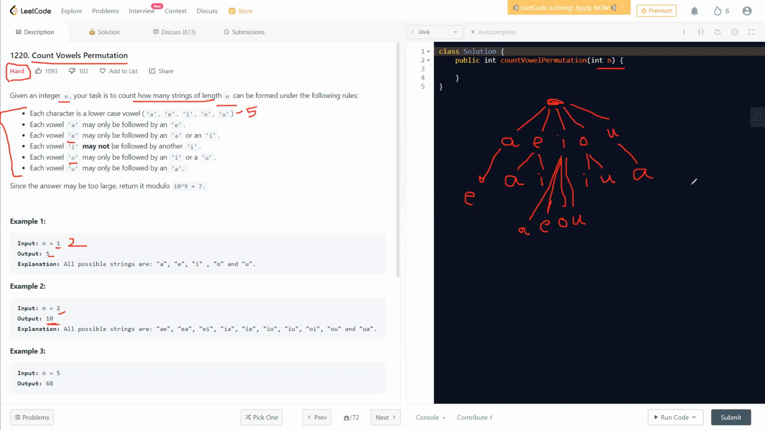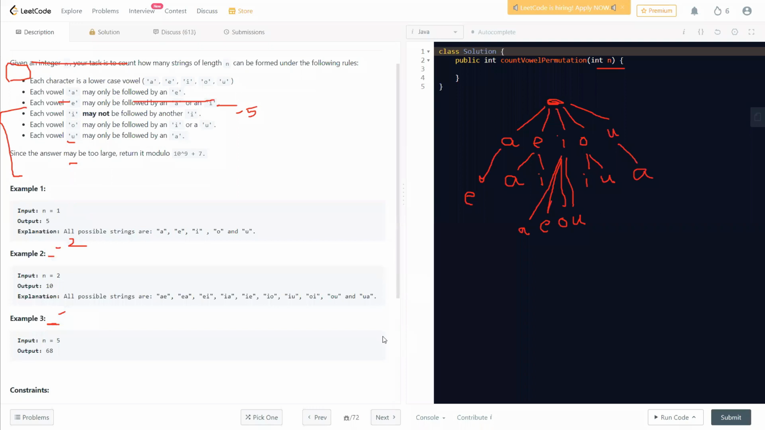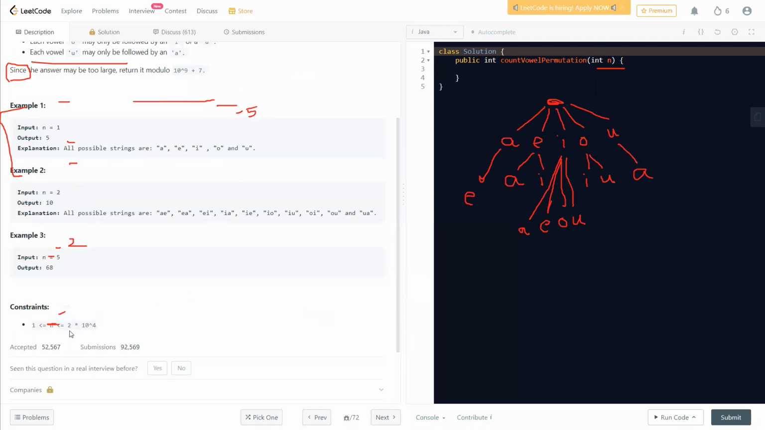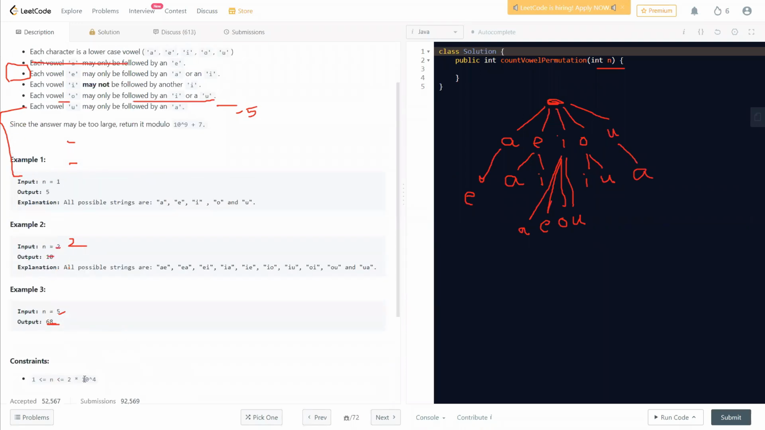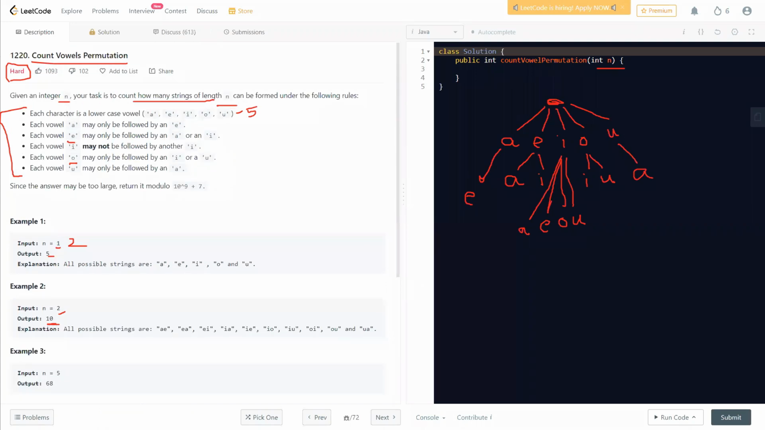But this may not be the best way to solve this question. Why am I telling you this? Look, n can be much larger, say 2 into 10 to the power 4. If n is 2 into 10 to the power 4, is it even a feasible way to go ahead with calculating one by one in this way and ultimately finding a solution?